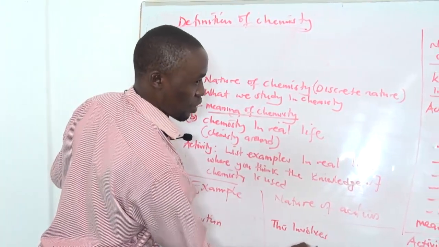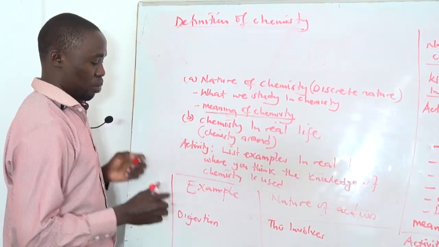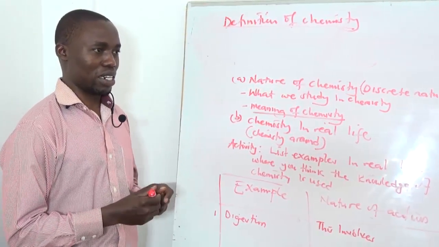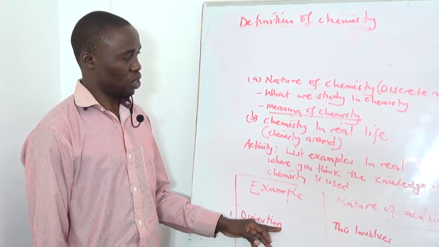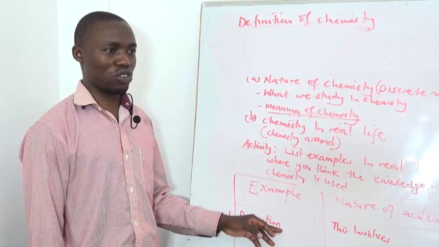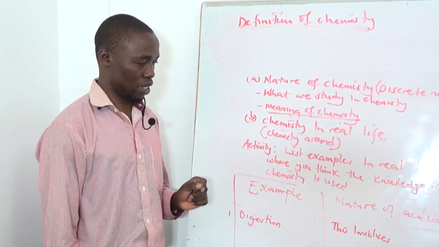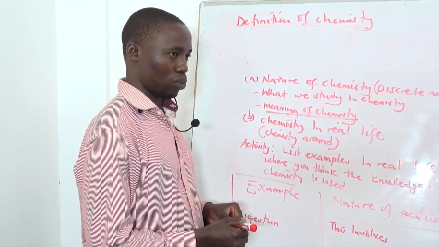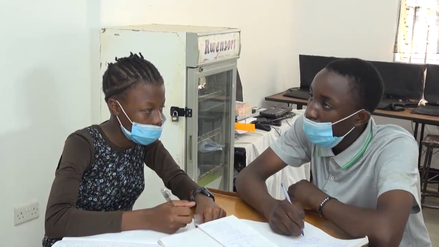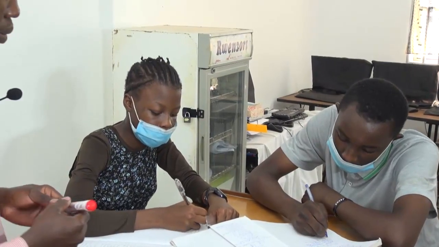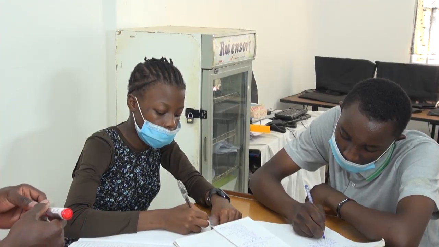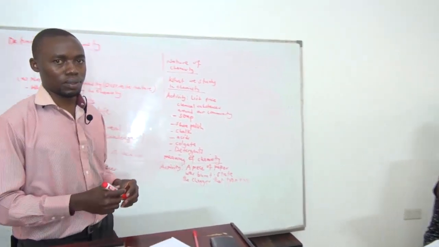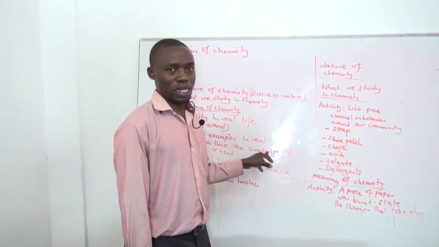Okay, go ahead. I've given one example, digestion. Mention for me some more 3 examples that use the knowledge of chemistry, so that we are able to know, do we really deal with chemistry around us, or we just think it's a myth? You finished discussing there? Okay. Now, thank you class very much.